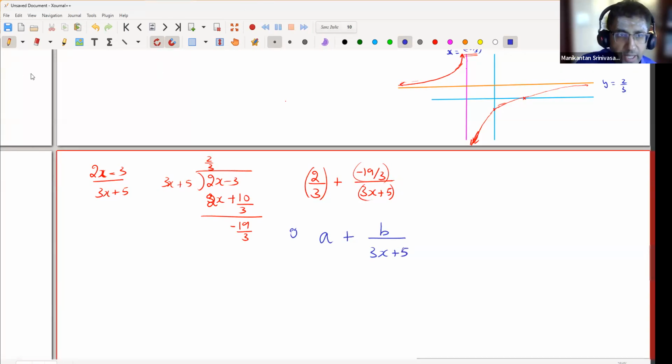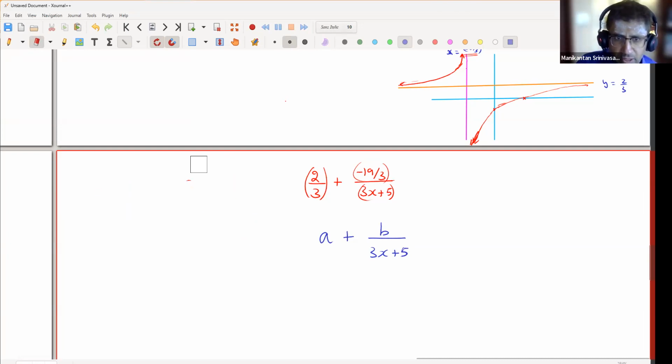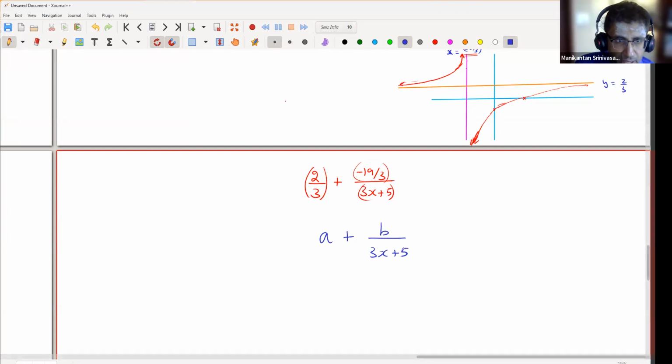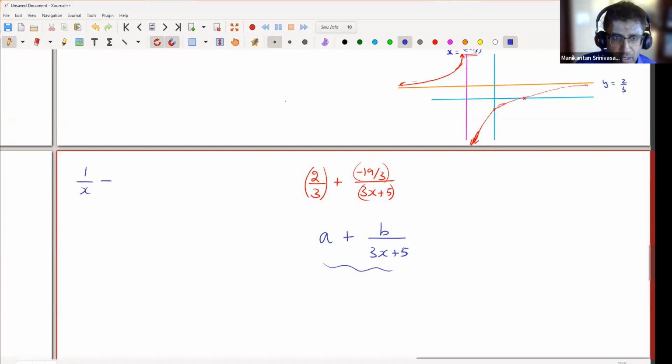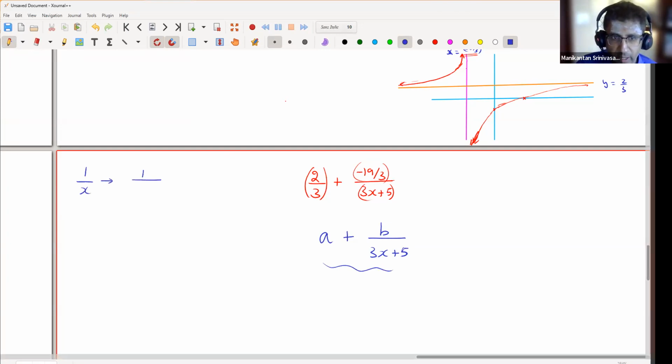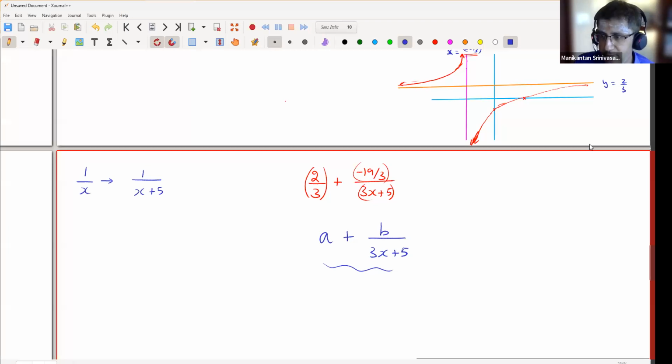So now a plus b by 3x plus 5. I've just done the division here. I'll just erase this, make space. Now, from 1 by x, I have to head towards this expression. So first I can do 1 by x as 1 by x plus 5. By doing what transformation? That is shifting left by 5, because every x has been replaced with x plus 5. So let me just write shift left by 5.